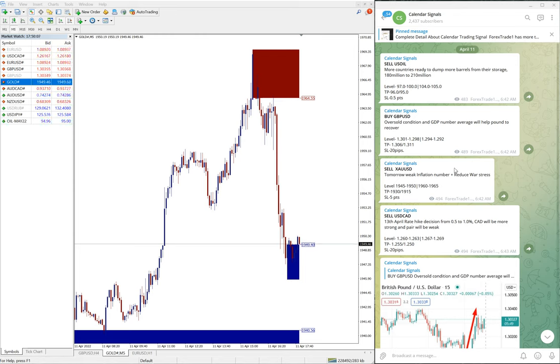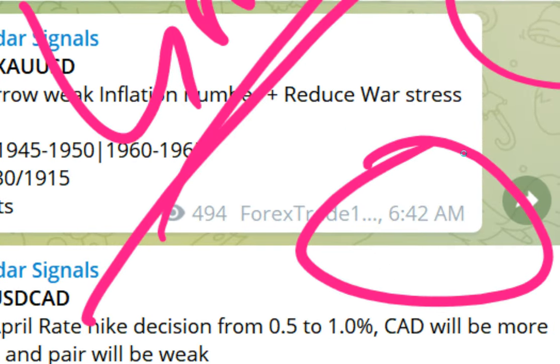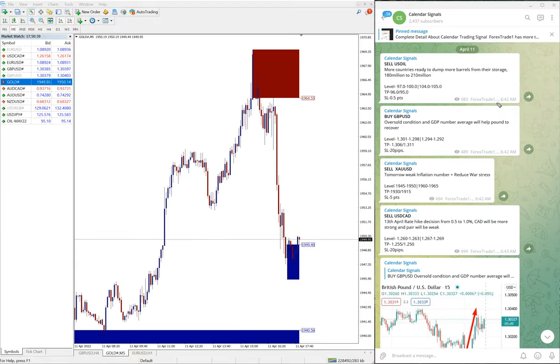And now we will see the performance of today's calendar signal free signal channel. Now we gave sell USOIL, buy GBPUSD, sell XAUUSD, which is sell gold, then sell USDCAD. These four signals we gave today, and you can check all the signal posts at 6:42 a.m. This is as per the GMT timeline. You can see here, 6:42 a.m. GMT we posted the signals.